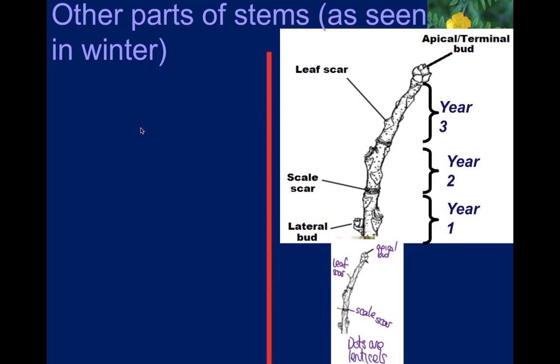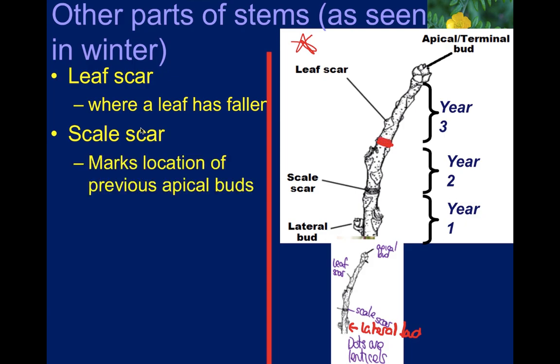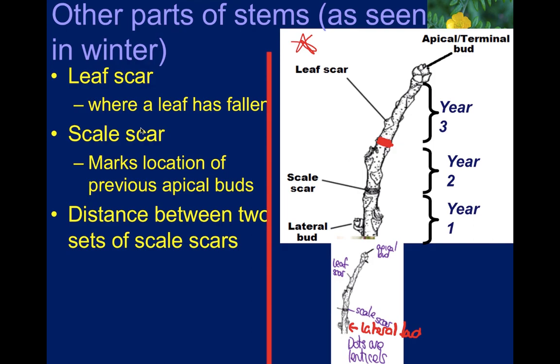So the last little bits, and again you have this picture here in your book, and this is my labeling of it. If you want to put the lateral in here, you can too. So we have a leaf scar, and that shows you where the leaf has fallen in the autumn. So if you're looking at your branch now, that should be really clear. You see these little circular, tiny rings at certain lengths. They are called scale scars. What that shows you is the location of the apical bud in the previous year. So the distance between two sets of scale scars is showing you one year's growth.